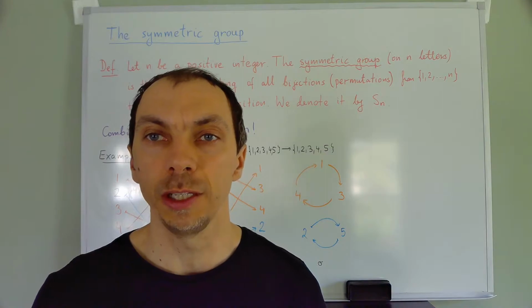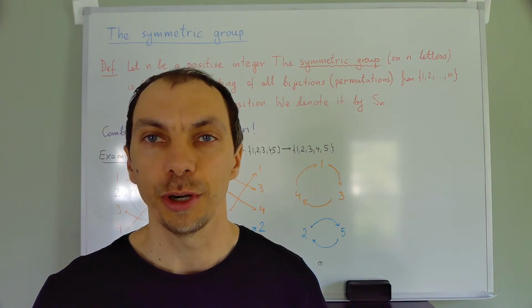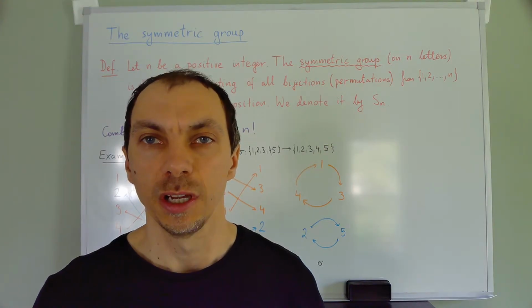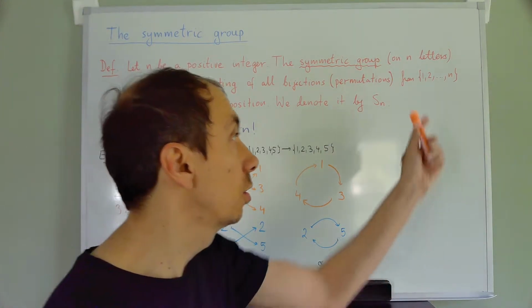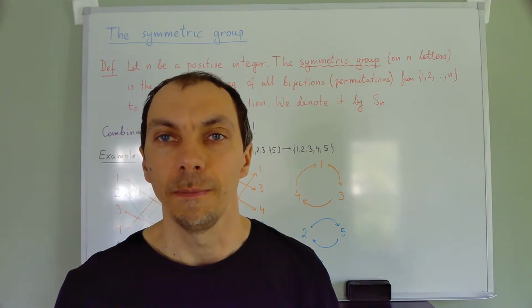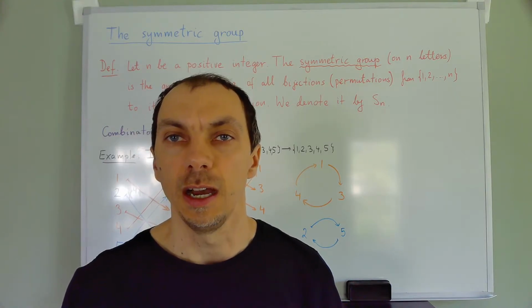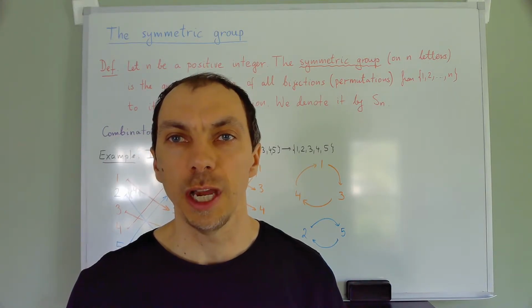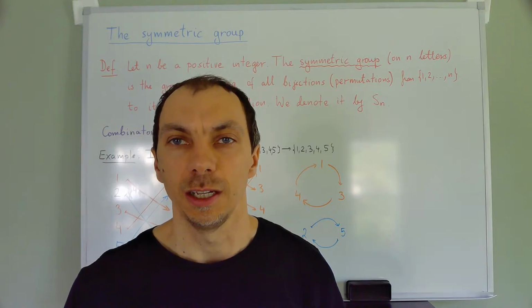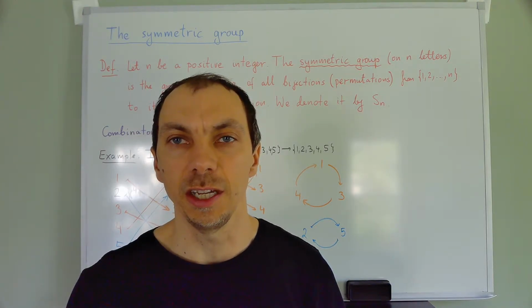And to give you a group, I not only have to give you the set, I also have to give you the operation. And the operation is just composition of functions. A bijection is a function from this set to itself, so it makes sense to compose them. You already know that composition of functions is always associative, so you just need to check that there exists the identity element and that every element has an inverse.